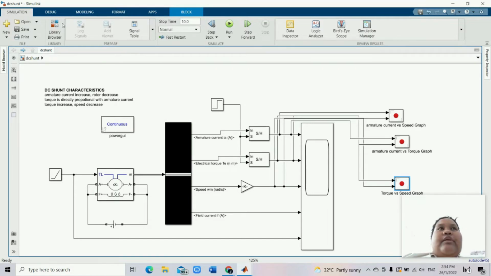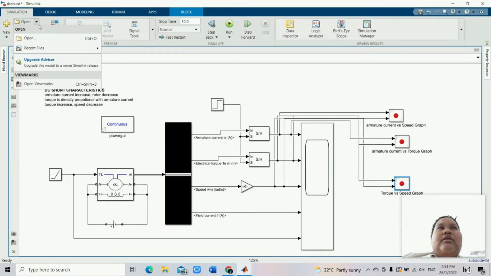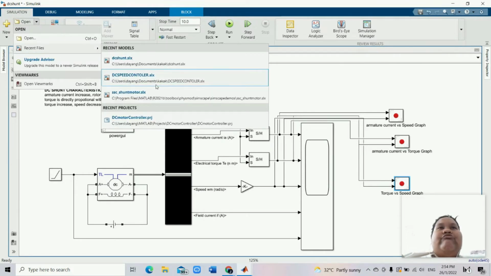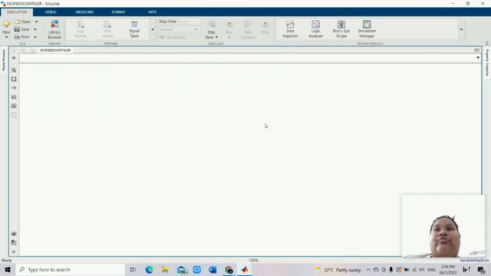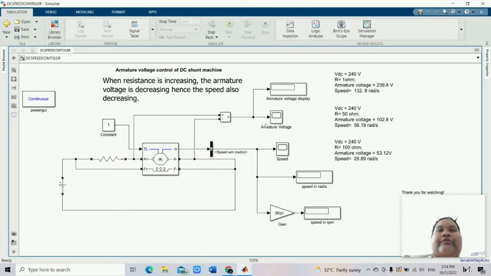Next, I will explain our second simulation, which is the DC speed controller, the basic principle of how the DC shunt motor controls the speed of its load. There will be two parts to this simulation. The first simulation I'm showing here is the armature voltage control of the DC shunt machine. This is the armature voltage control circuit.